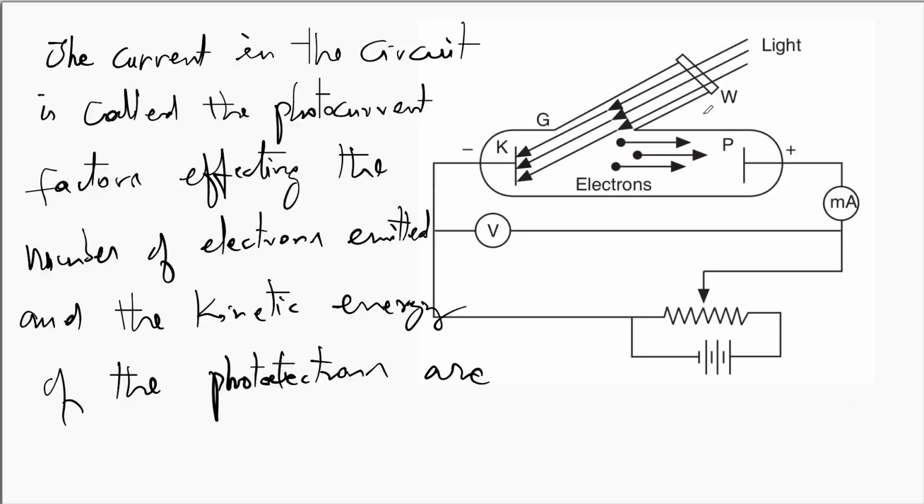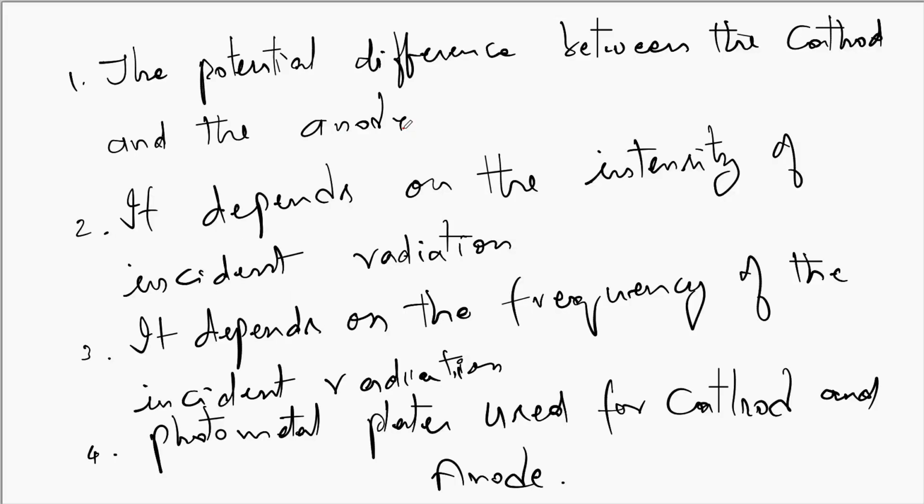We have seen the experimental setup. Current in the circuit we call the photocurrent. We have seen the factors affecting the number of electrons emitted and the kinetic energy of the photoelectrons. They are the potential difference between the cathode and the anode, the intensity of the radiation, the frequency of the incident radiation, and the photometal plates used for cathode and anode.